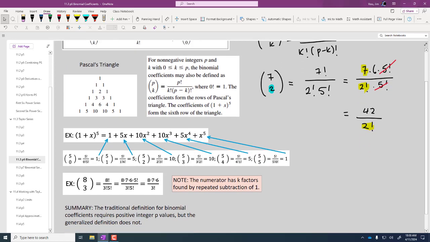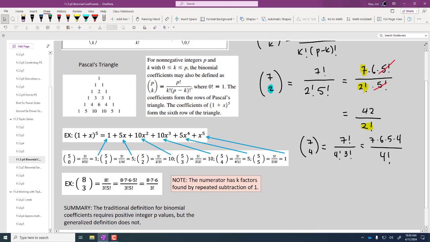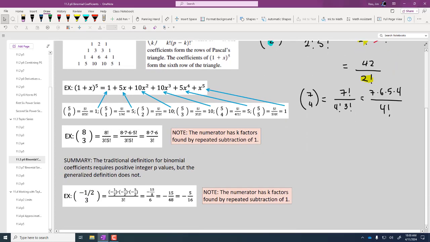Let's just do one more quickly, and then we'll take our break. So if we wanted 7 choose 4, we would write this as 7 factorial over 4 factorial, and then the difference factorial. And then the 3 factorial is going to cancel with the numerator and leave us with 7 times 6 times 5 times 4. And we've got that, right, because the 3 factorial would wipe out the end here.